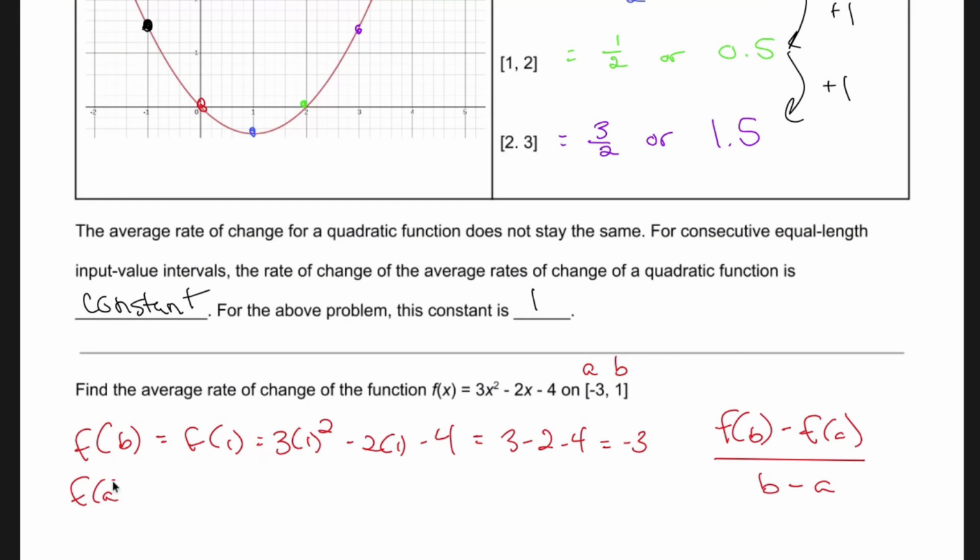F of a is the same thing as f of negative 3. So that's going to be 3 times negative 3 squared minus 2 times negative 3 minus 4. Negative 3 squared is 9. 3 times 9 is 27. Okay. Minus 2 times negative 3 is going to be positive 6 minus 4. So we have 33 minus 4 gives us an awkward 29.